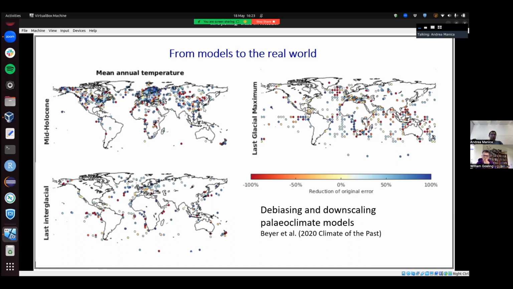And then we looked at how well we were doing against the mid-Holocene, the last glacial maximum, and the last interglacial. As you can see from the blues and the reds, sometimes you actually reduce the error, sometimes you even increase it a little bit. Overall, you mostly improve it.